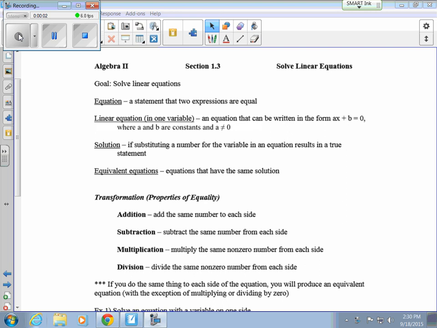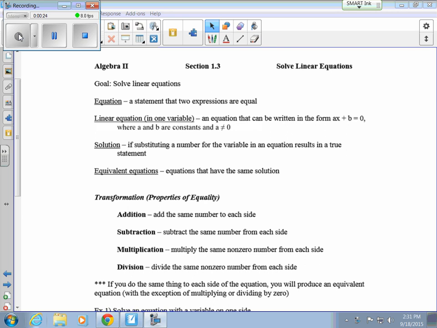Today we're going to be talking about section 1.3, and it's on solving linear equations. An equation is a statement that relates two expressions as equal. And a linear equation, when we talk about it in one variable, is an equation that can be written in the form ax plus b equals 0, where a and b are constants and a cannot be 0.